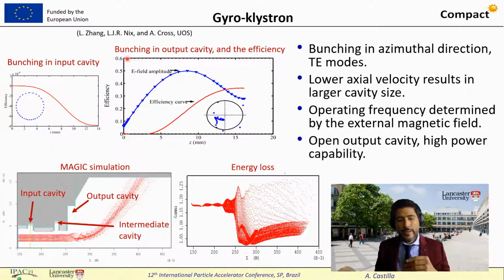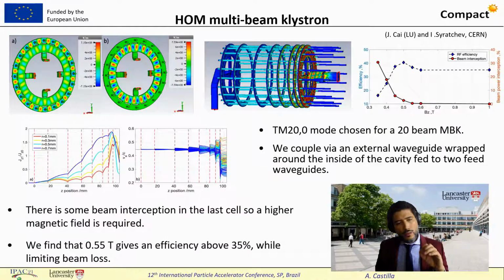And for this design, having an open output cavity actually allows us to have handling of high powers. So we are combining all these different benefits to be able to generate a source at 36 gigahertz that can develop megawatts of power. Another option that was looked into is a higher order mode multi-beam klystron.